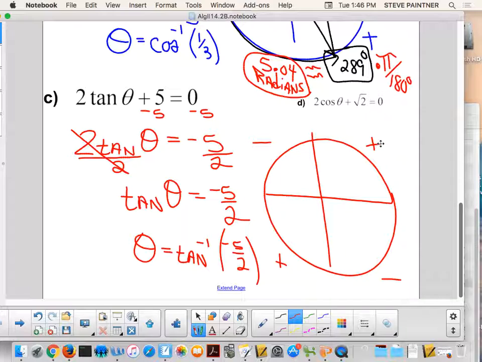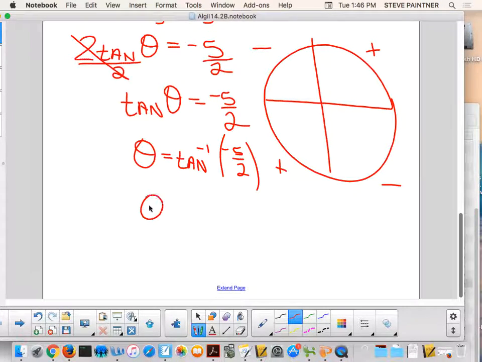What did it come out as? Negative 68. Negative, which means you're down here. 68 is your reference. Now, guys, did you hear when you said negative 68, all the negative told me is that it's on the bottom. Go down. The reference angle is never negative, it's just 68 degrees. Negative 68 told me to go down first. So there it is. Where's the other one? Right here, 68 here.